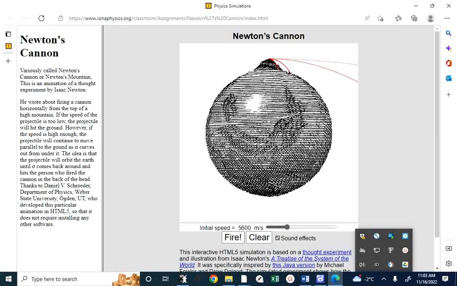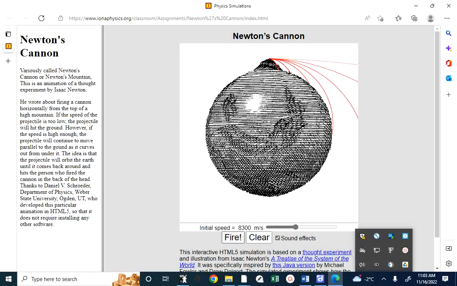What about if we went to, I don't know, 5,600? Well, it's hitting the Earth, right? Let's try another one. Let's try 6,800. I think you see where this is going. We can maybe find some speed where it lands very, very close to the mountain on the other side.